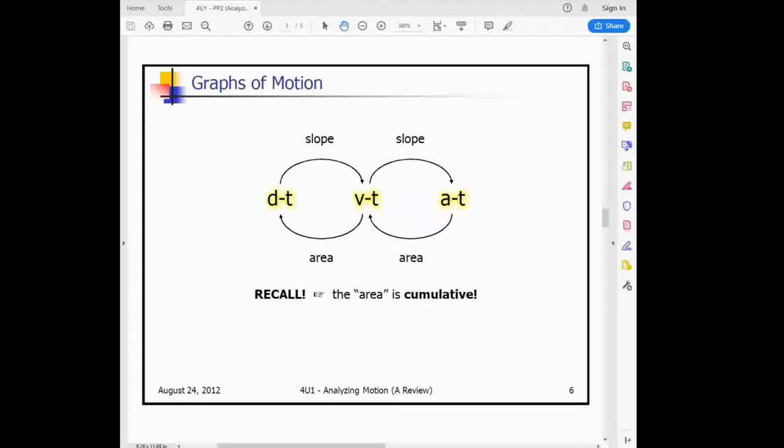Now remember, the area is cumulative, so that means it's not necessarily the area at a specific point, but the area cumulatively added up to that point that gives us the velocity or position at that time.